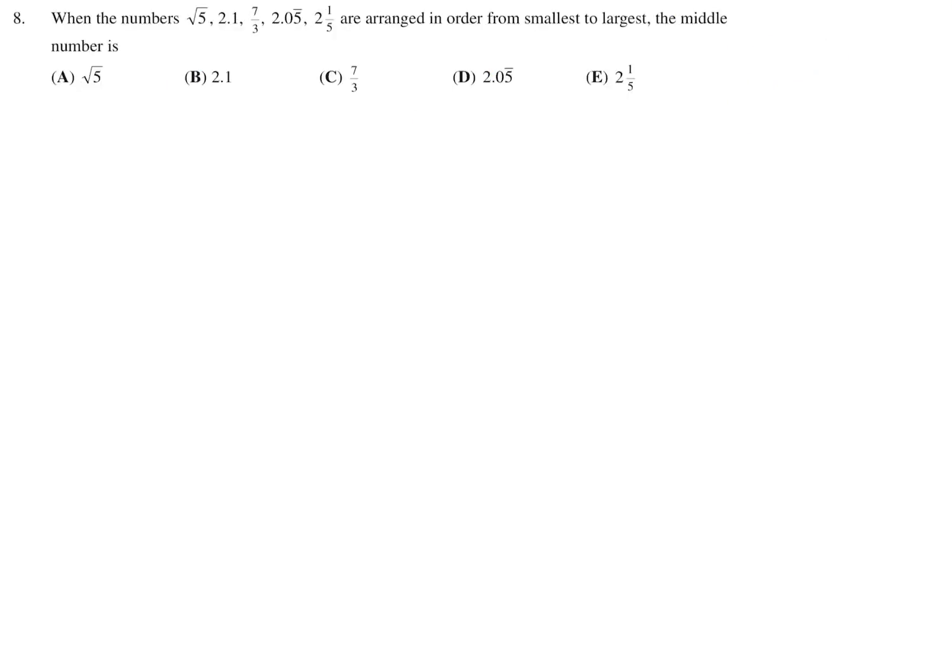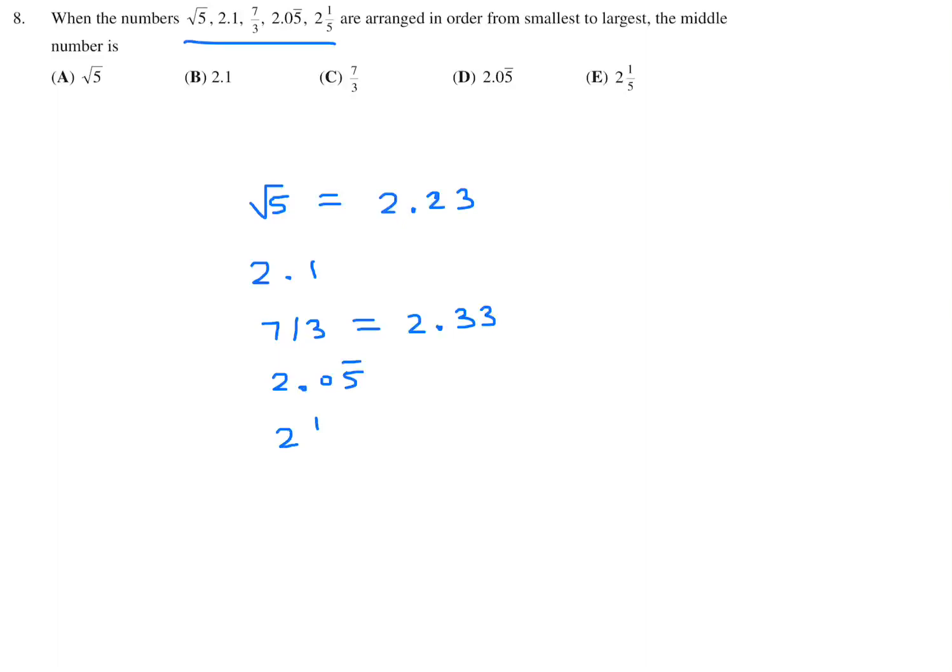The numbers here are arranged in order from smallest to largest. The middle number is. So the first thing we need to do, of course, is we have to put these in decimal form, right? It just makes it so much easier to figure out. Some of these are already in decimal form, but the ones that are not, I'll just convert them. 2.05 repeat, that's already in decimal form, and 2 1/5 is 2.2.